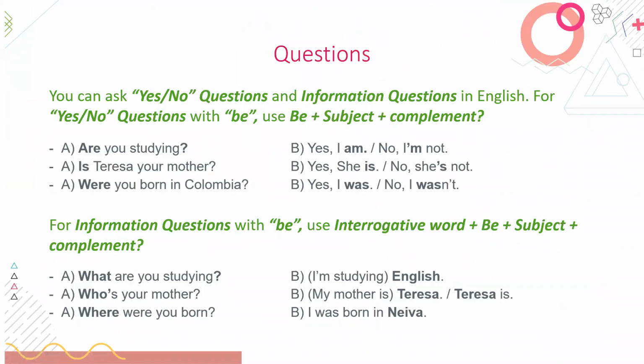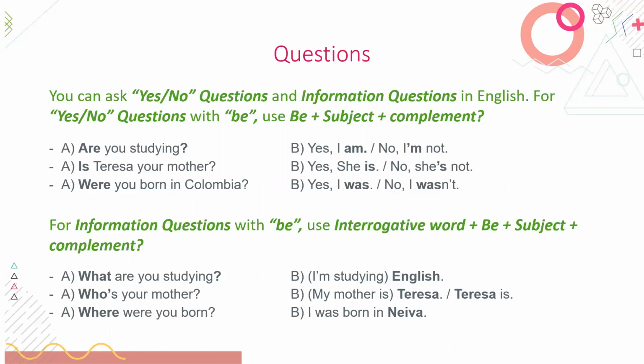Well, let's begin by learning how to ask questions in English. You can ask yes/no questions and information questions in English. For yes/no questions with be, use a form of be plus subject plus complement. Examples. Are you studying?